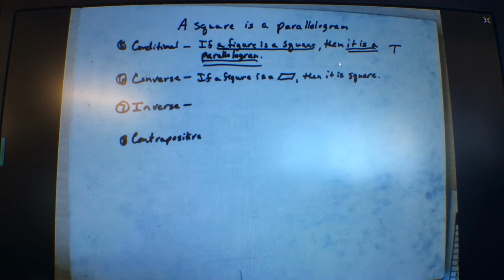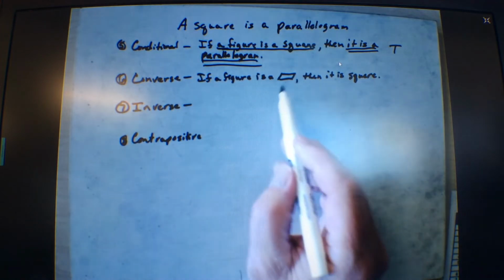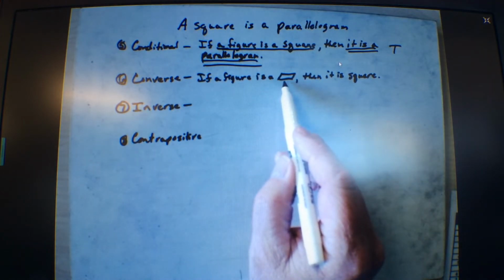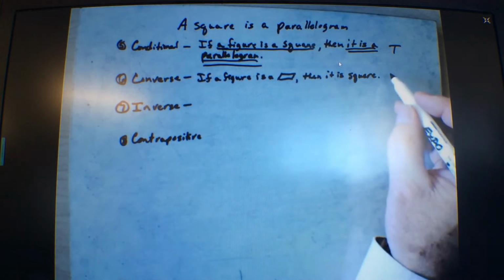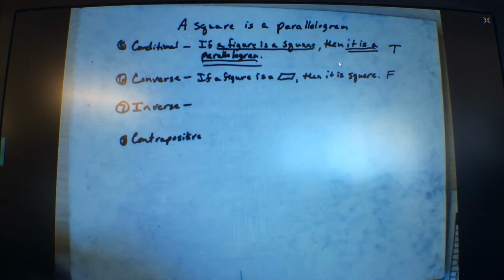Is that true or false, Dylan? True. Is that a square? No. So if a figure is this, then it is a square. Is that a square? No, it's not a square. So then this is false. Okay, you got that?